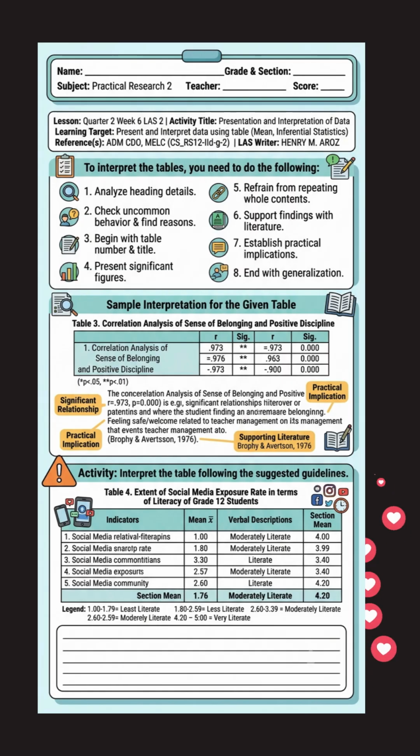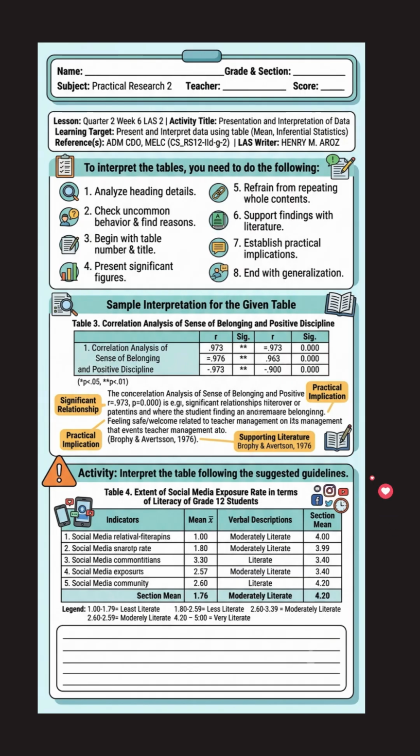4. Present the significant figures, overall results, high and low values, the unusual pattern. 5. Refrain from repeating whole contents of the tables. 6. Support your findings with literature and studies that confirm or contrast your results. 7. Establish the practical implications of the results. This will add value to your research findings. 8. End with a brief generalization.